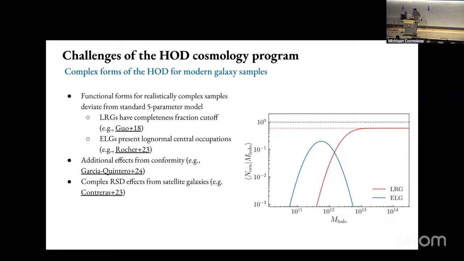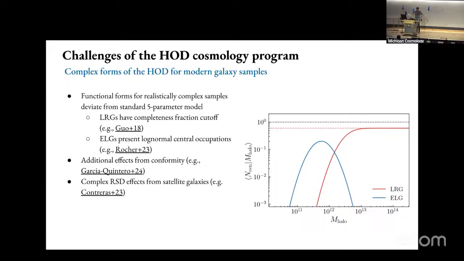Let me make just a brief note. Halo assembly bias is still, I think, a major challenge of halo occupation modeling. That's still a preoccupation in many different DESI analyses, for example. So are the functional forms that we need to use to describe the halo occupation distribution.